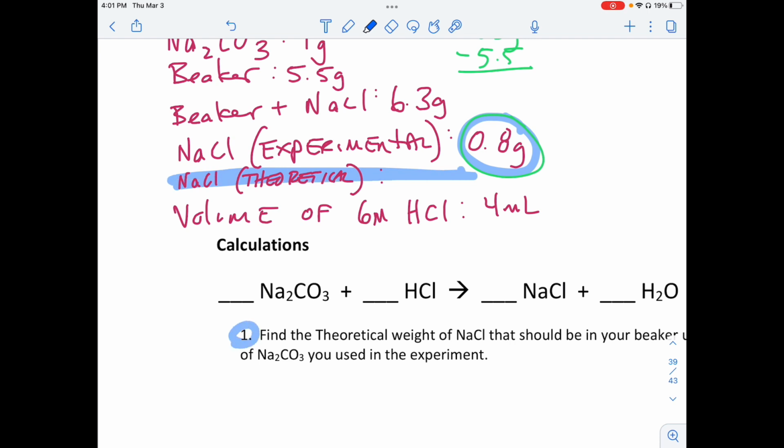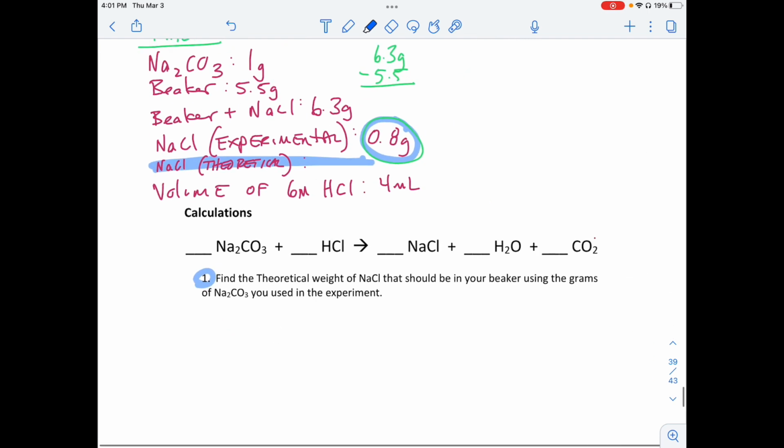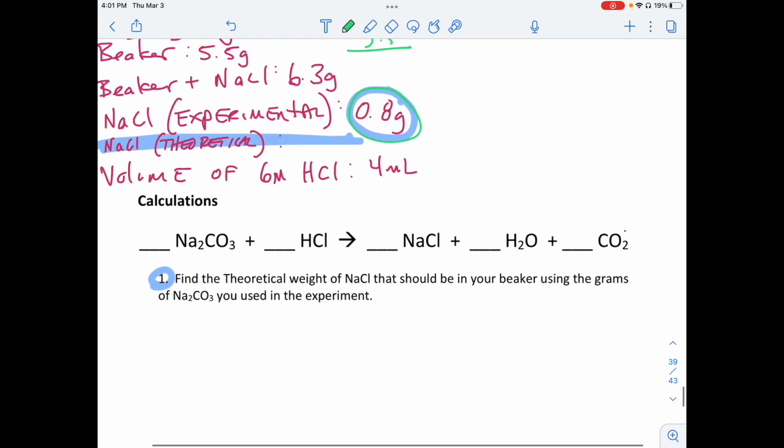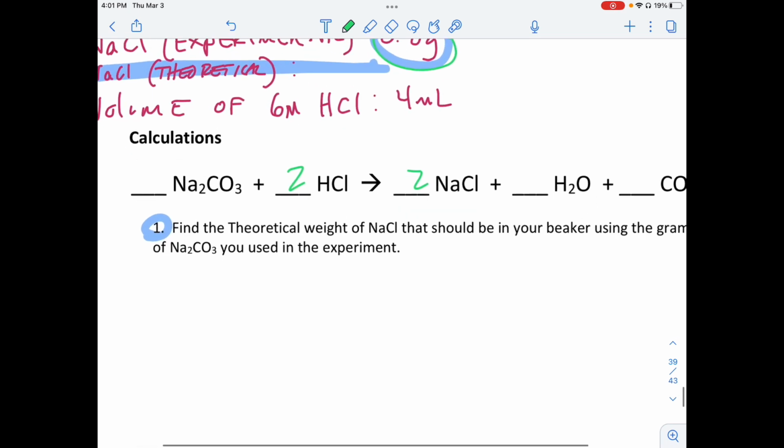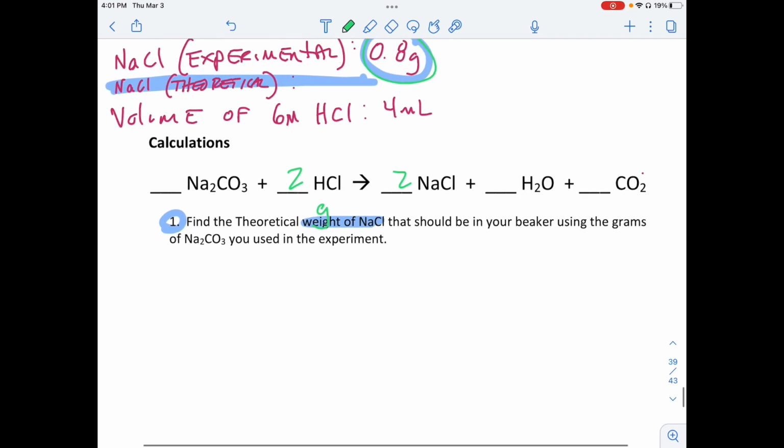Theoretical. And that's coming from question number 1 here. We see we have the equation again. I go ahead, I balance that equation again. And so we say, okay, I got 0.8. How many should I have gotten? All right. So this wants weight of NaCl. So this is grams. I'm looking for grams of NaCl using the grams of Na2CO3.